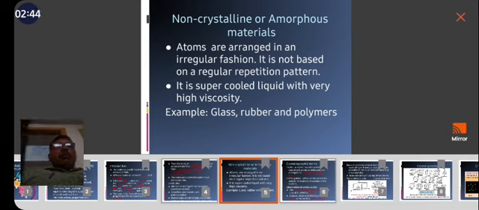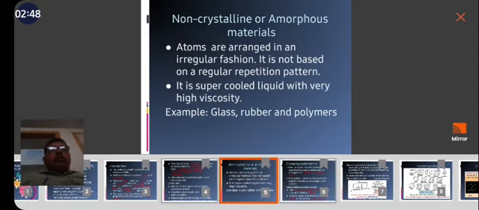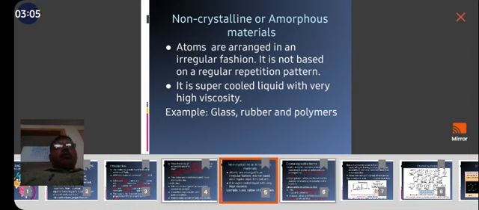Non-crystalline solids are amorphous materials. Atoms are arranged in an irregular fashion. It is not based on a regular repetition pattern. It is a supercooled liquid with very high viscosity. Examples: glass, rubber and polymers.